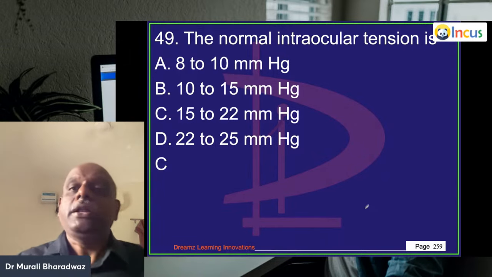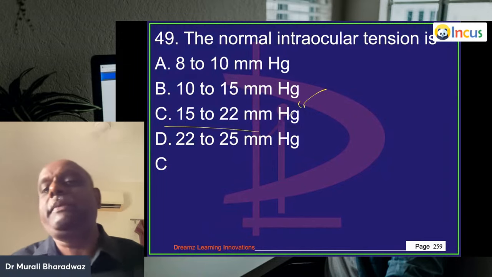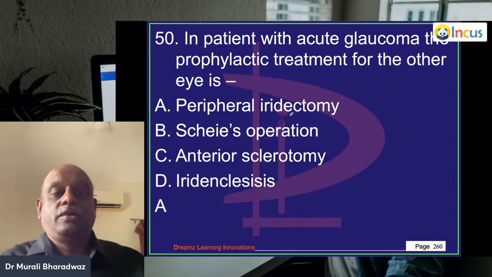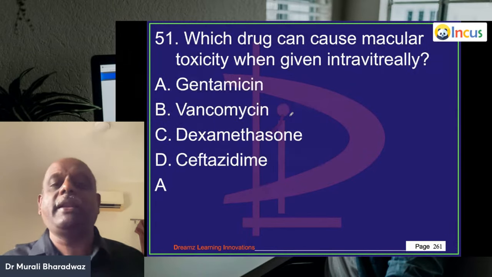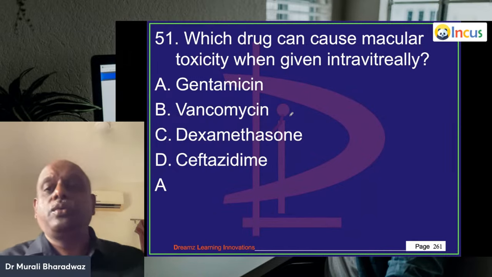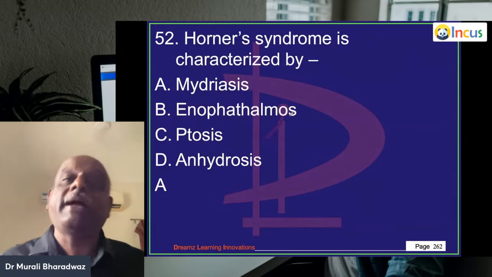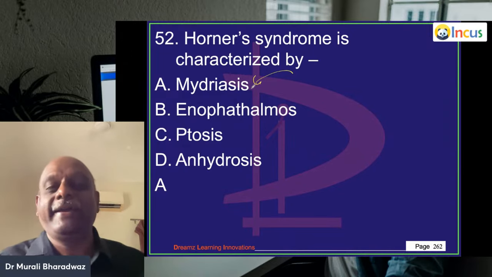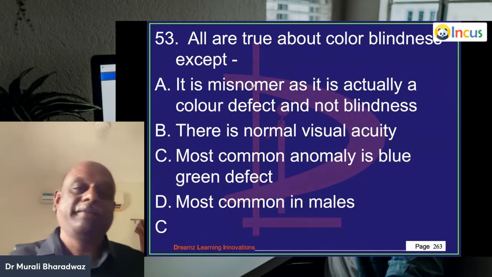Now, doctor, the normal intraocular tension is 15 to 22 millimeters of mercury. Patient with acute glaucoma, what will you do to the other eye? Prophylactically, we do peripheral iridectomy. Gentamicin, if you give intravitreally, leads to macular toxicity. In Horner syndrome, there is miosis, not mydriasis.